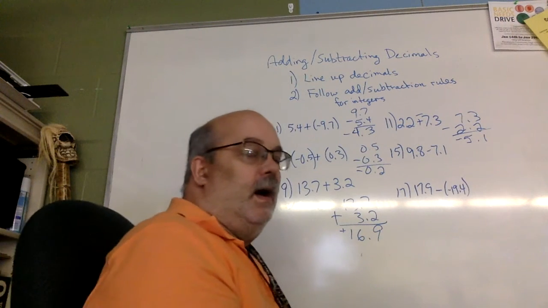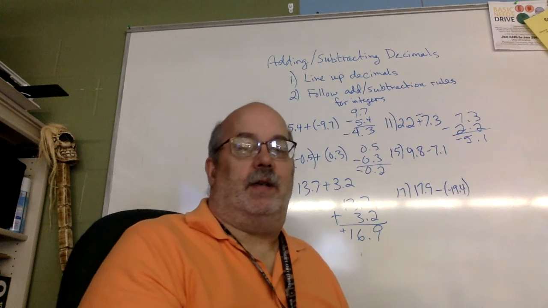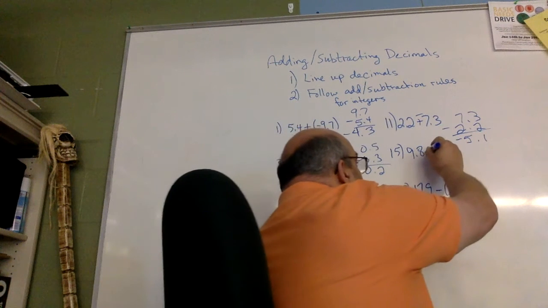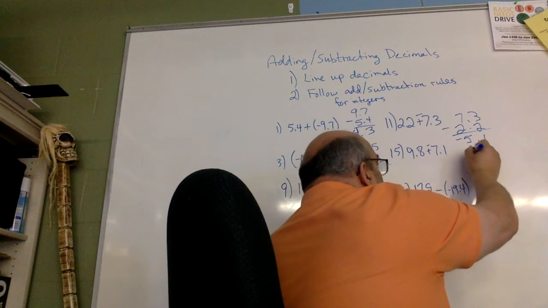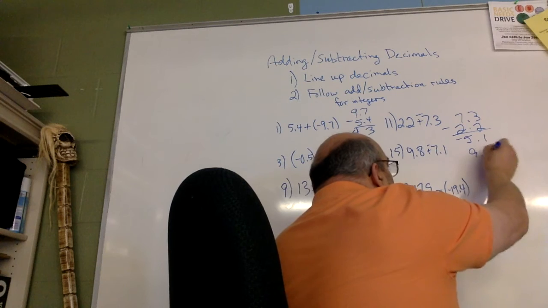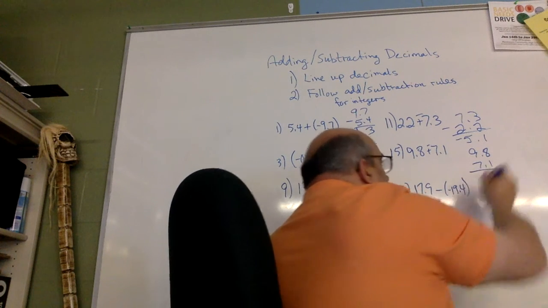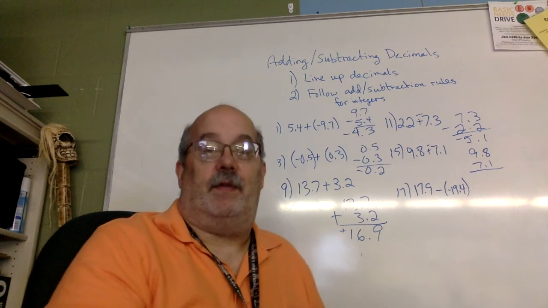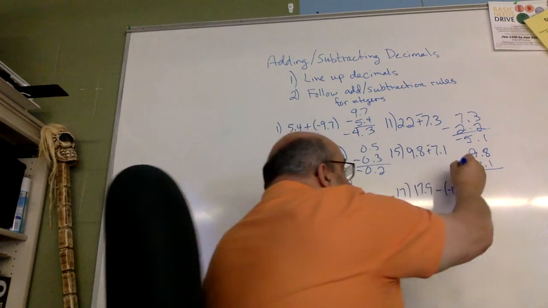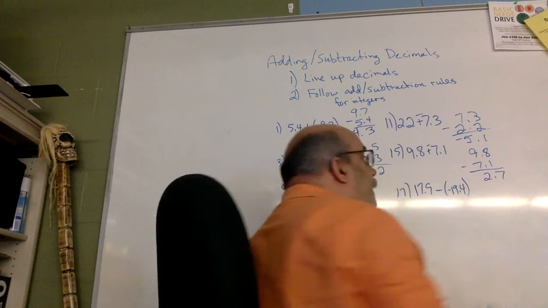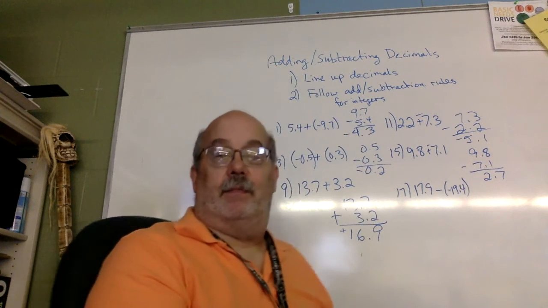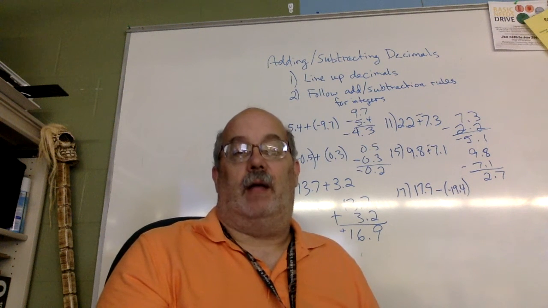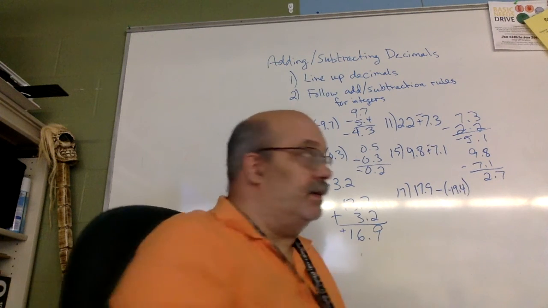Next problem, another subtraction. So we're going to change it to an addition and change the sign of our second one. So I have 9.8 over 7.1. They're different, so we're going to subtract. I get 2.7. 9.8 is larger than 7.1, and 9.8 is positive, so our answer is positive.